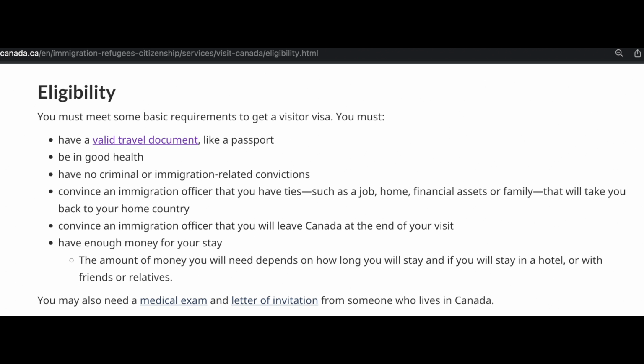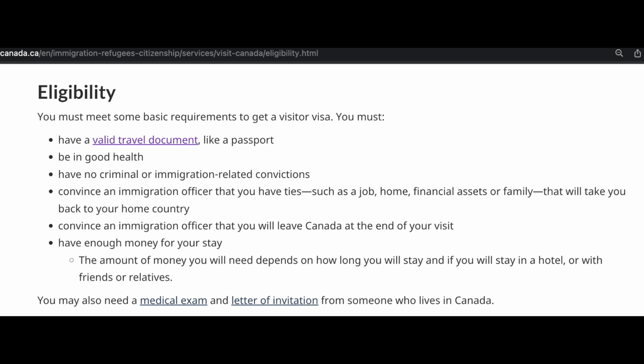So you must have some empty pages in your passport. Similarly, you must be in good health. You must not have any criminal or immigration related convictions. You must be able to convince the immigration officer that you have some ties in your home country, such as your job, your home, your financial assets that will take you back to your home country.